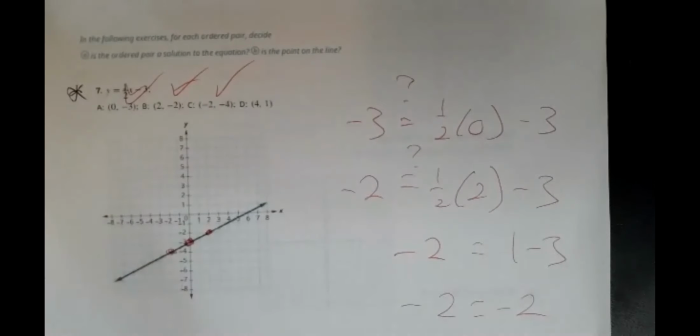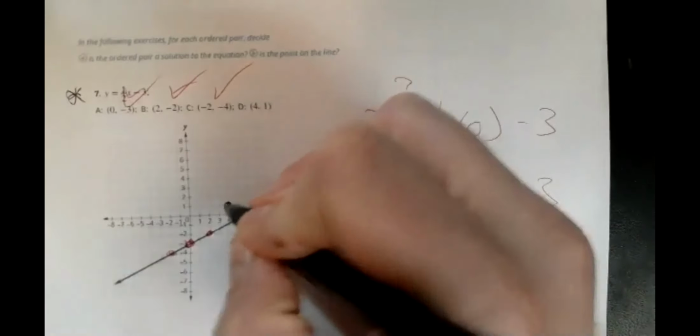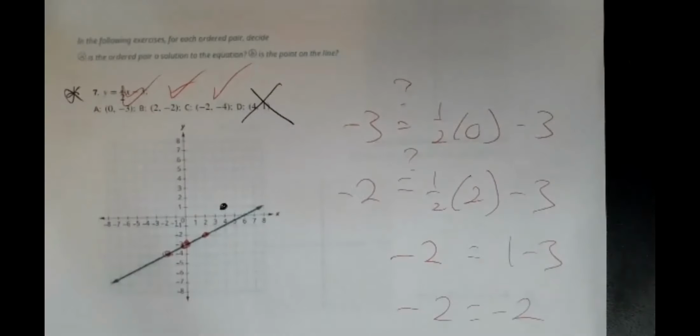I did two of them already. I don't feel like doing that other one. But what about 4, 1? No, it's not part of the line. Yeah, it's not a solution. So this is where 4, 1 is over here. So definitely not that one, right?